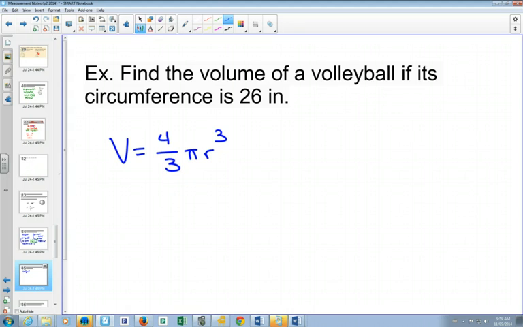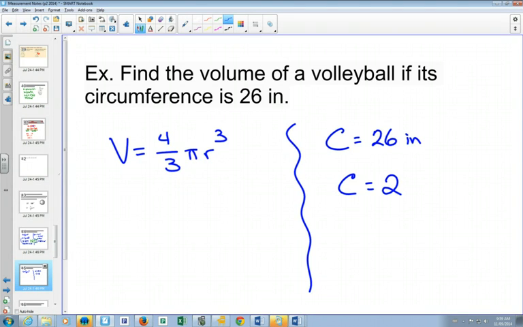No. We have the circumference. We know that the circumference is 26 inches. Do we have a circumference formula that also has radius in it? So there's the relationship between the circumference and the radius. Now that we have that one, I need the radius over here on the volume formula. Can I plug in things here? Yes, I know 26 for the circumference, and 2 pi is a number.